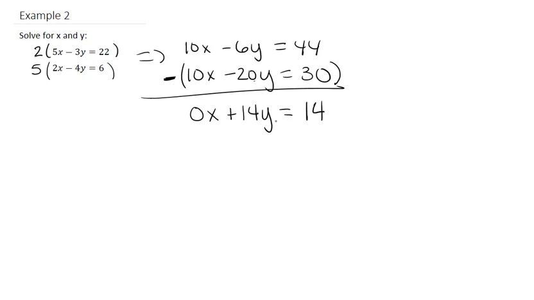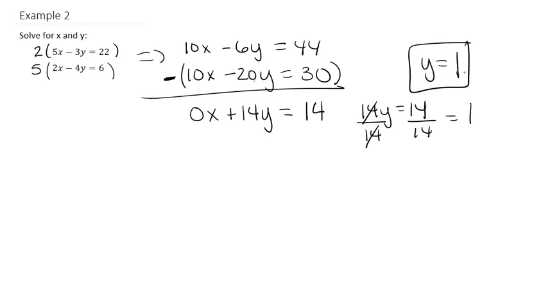Now we have 14y, which is equal to 14. Now we need to get y by itself. So we need to divide by 14 on both sides. So now we have y, which is 14 over 14, so that's just equal to 1. So y is equal to 1.